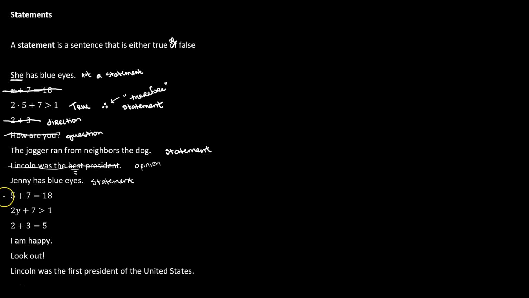5 plus 7 equals 18. That is an equation that is false. Because it's false, we know that it's a statement. Statements are things that are either true or false. If we had written a true statement, then we would say true, therefore statement. But in this case, we have something that's false written down, and so we say it's false, and because we know that it has a truth value of false, it's a statement.